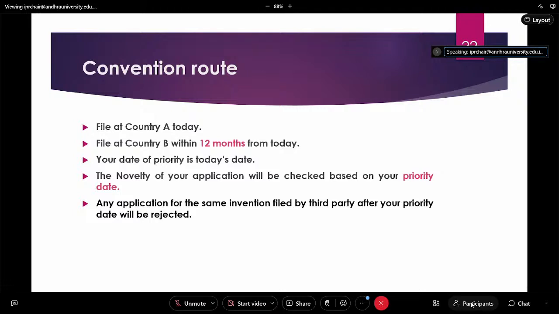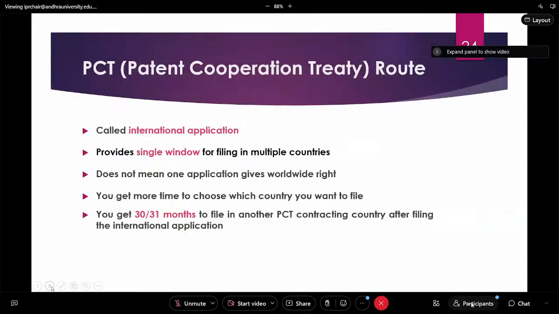So I filed one patent application today, and I have time till 7th November 2023 to file the patent application in the US. However, if somebody has filed the same thing on 7th October 2023, that person's application will be rejected because my application is drawing the priority date from today's date. So the convention route gives you the priority date. This is the Paris Convention, I have told you.